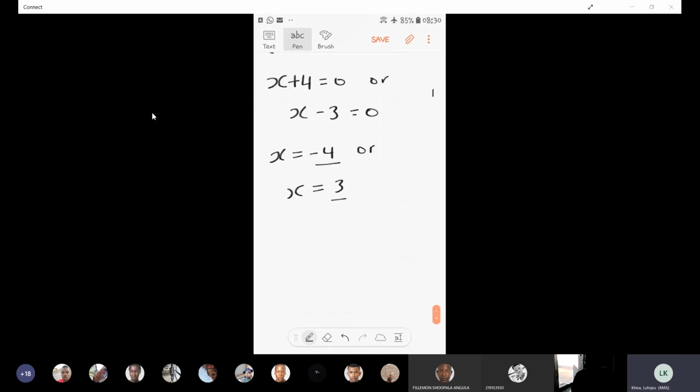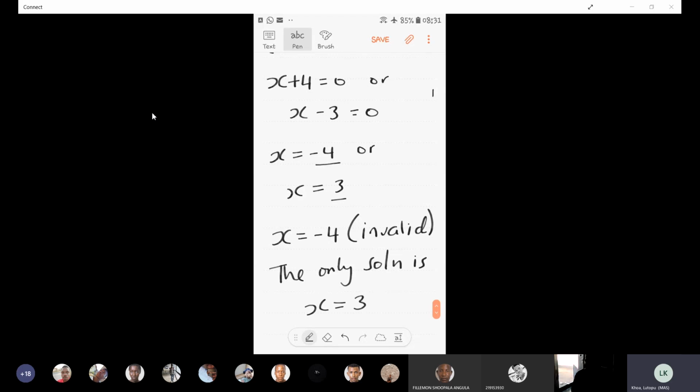So what I need to say is x is equal to -4. This one is invalid. So the only solution is x is equal to 3. So it's always important to check if your solutions are valid or not. Okay, so we will stop there for today, and we're done with logarithms.